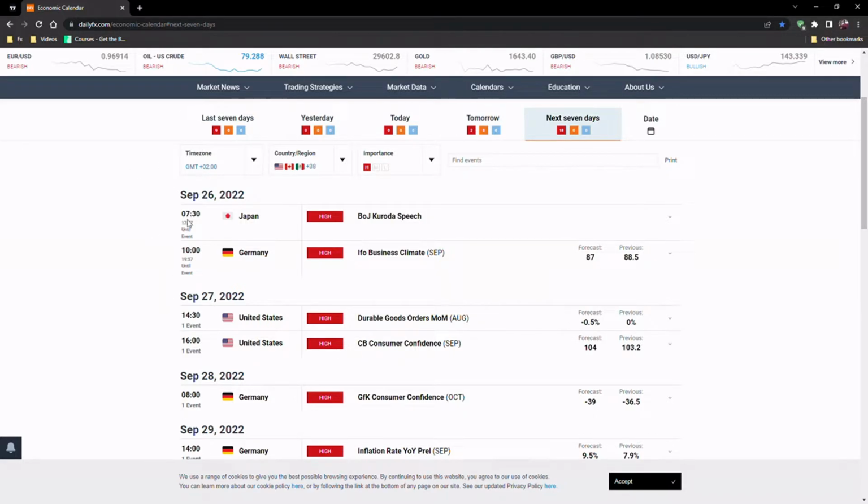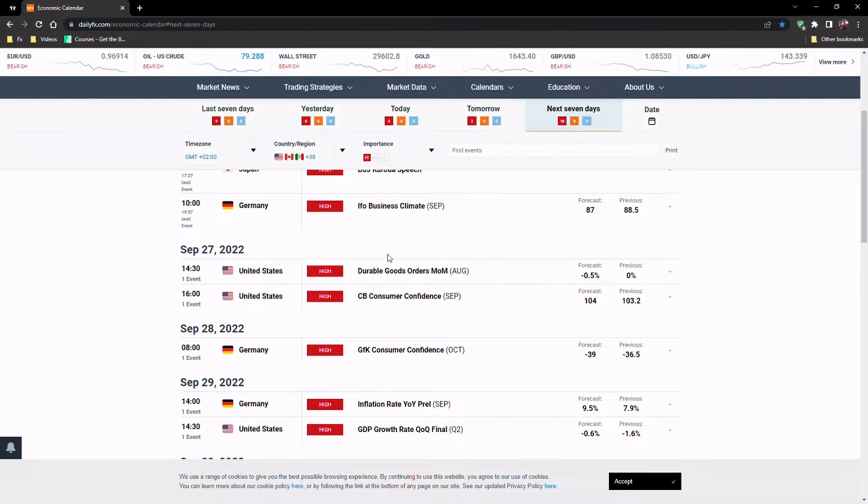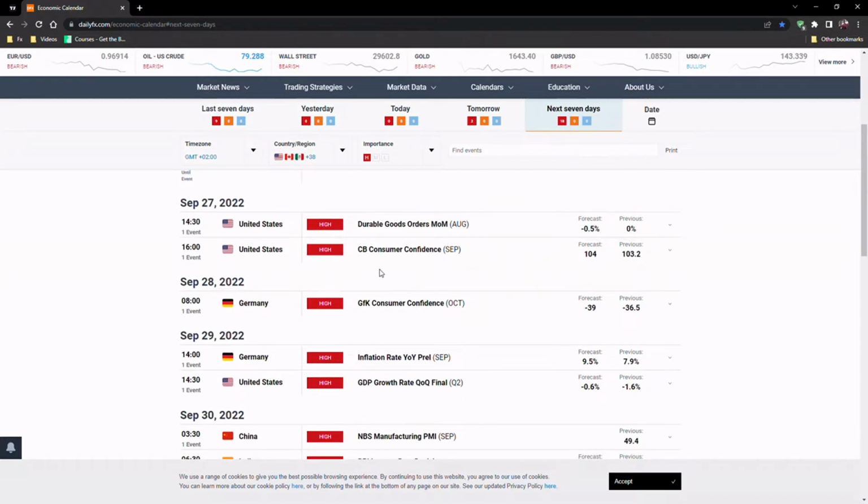So now on Monday, the German one for Ger40 might not have a big impact, mainly because it's business climate, right? It might not have a huge impact on the Ger40. And on Tuesday, not really.